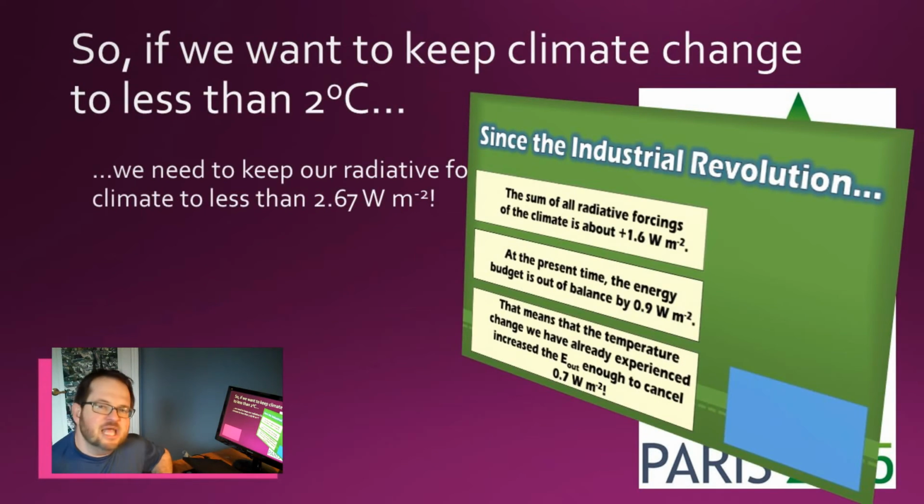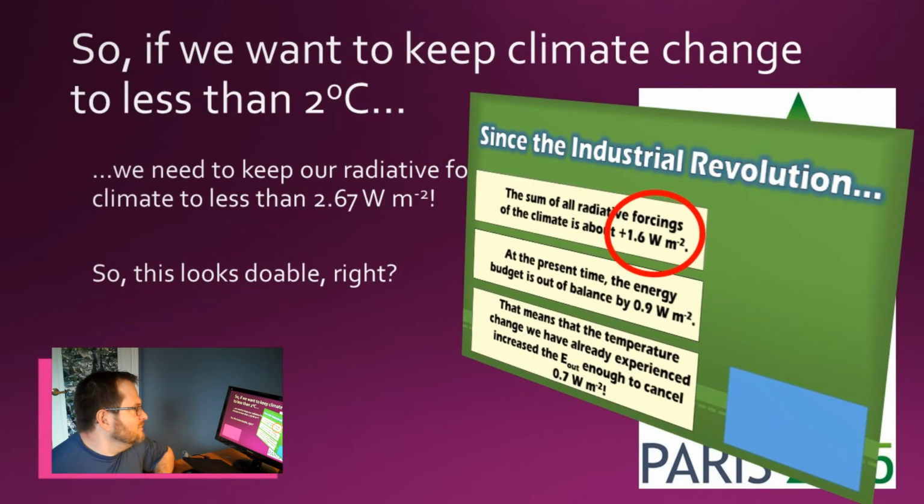I just swiped here a slide from the first lecture in this module, and the number I want you to draw your attention to is that the sum of all radiative forcings on the climate since the Industrial Revolution was 1.6 watts per square meter. Oh, well, that's actually not so bad. I mean, that's 2 centuries of burning fossil fuels and tearing down forests and putting aerosols in the atmosphere, and some of those things were positive radiative forcings and some were negative, but you know what? After 2 centuries of doing this, we've kept it considerably less than 2.67 watts per square meter. Maybe this isn't so bad.